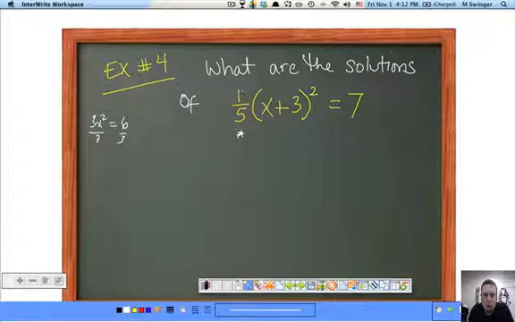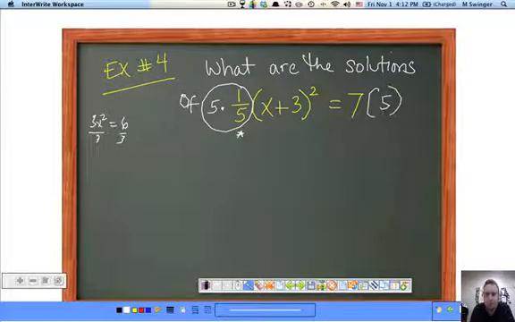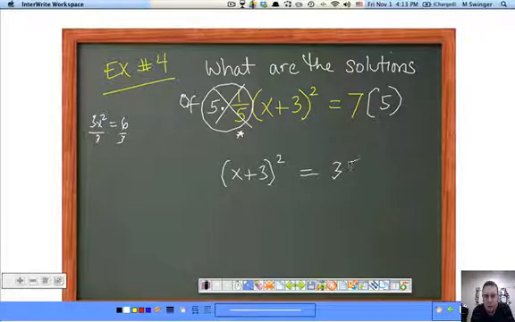How do we get rid of 1/5 times this equals 7? Well, the first step is to multiply by 5. That gets rid of 1/5, right? And then if I do that to this side, I want to multiply by 5 on this side. So this is gone, this is 1. So that means we're left with x plus 3 squared equals 35.